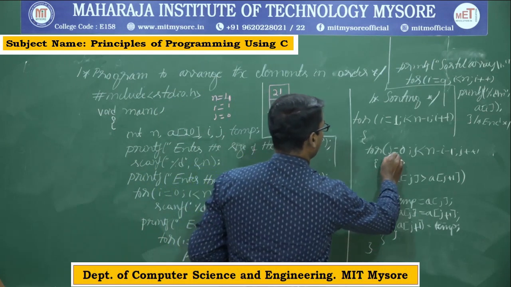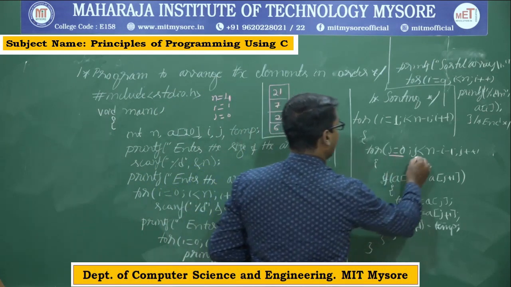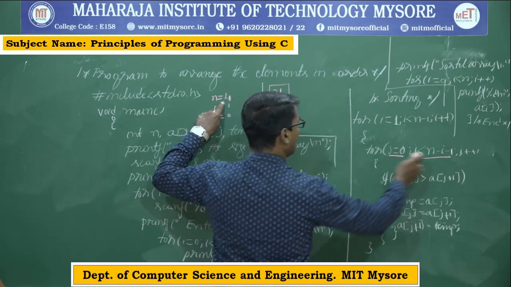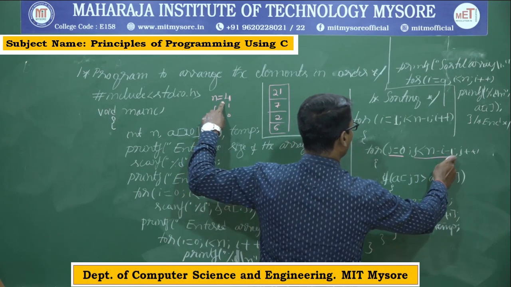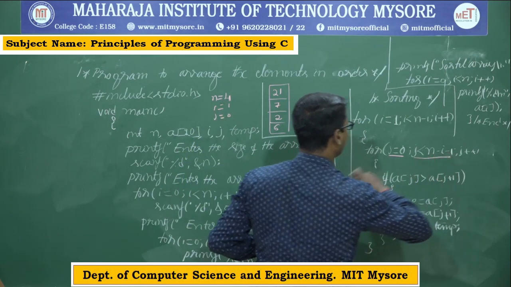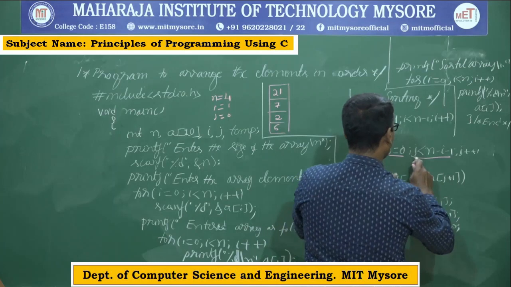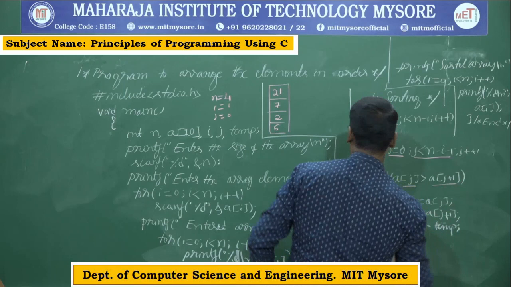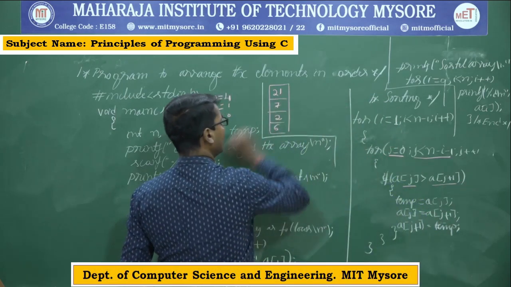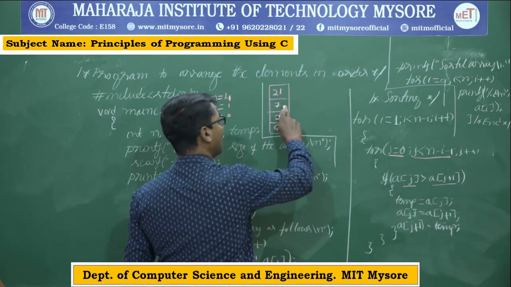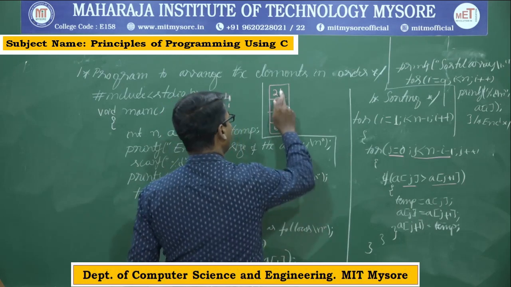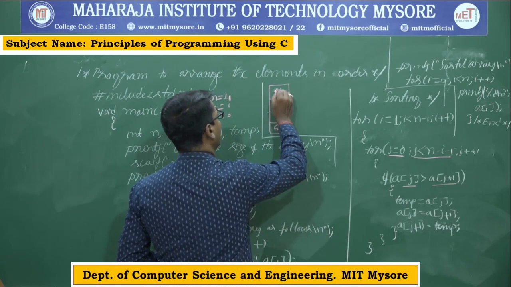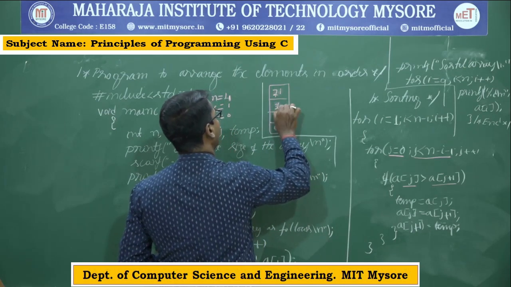Now consider j is equal to 0, j less than n minus i minus 1. So what is the value of n? n value is 4, i value is 1: 4 minus 1 minus 1. Okay, next, here the condition will be true. Next it will compare a of j greater than a of j plus 1. So you see a of j is 21, a of j plus 1 is 7. So 21 greater than 7. Now the condition is true, so it will exchange the values 7 and 21.